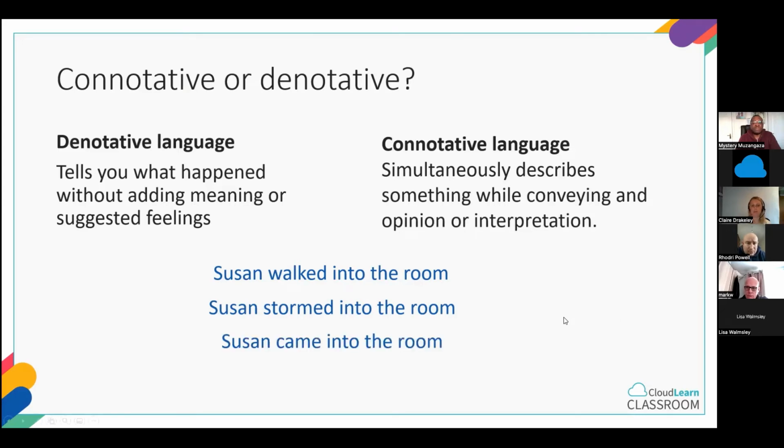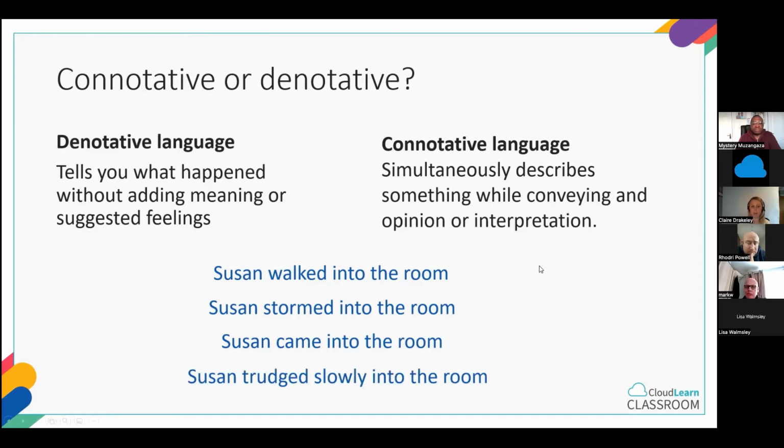Next one. Susan came into the room. Oh, 10, 11 of you. And we've got no split this time. 11 out of 11 of you have got it right. Denotative. Yes, it is. Susan came into the room. Same as walked. It is just simply saying what happened here. No expression whatsoever. There's nothing to be deciphered.